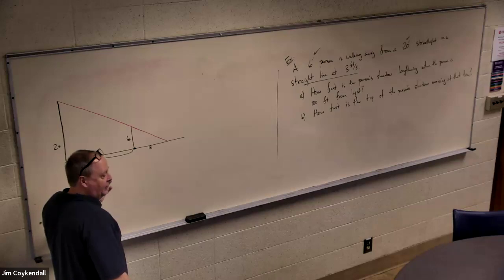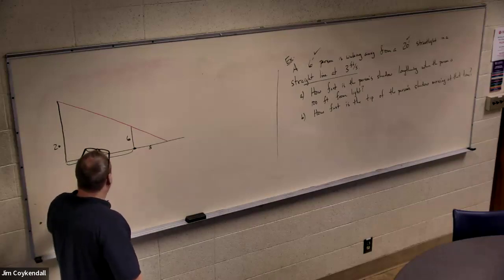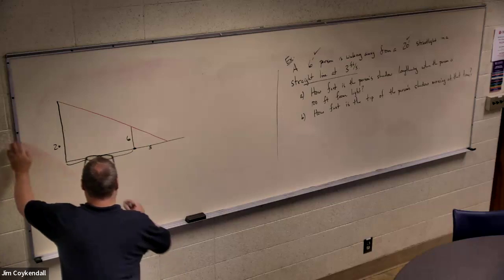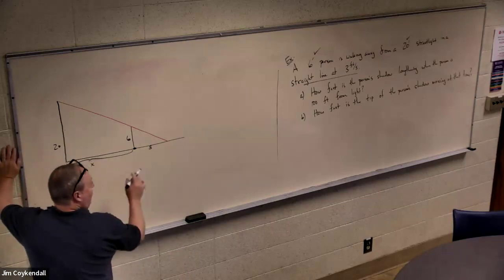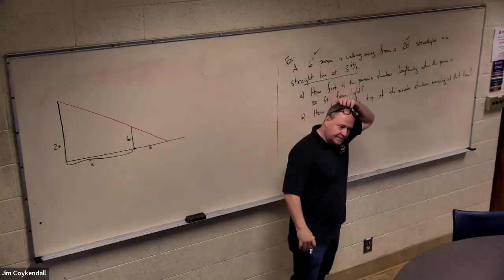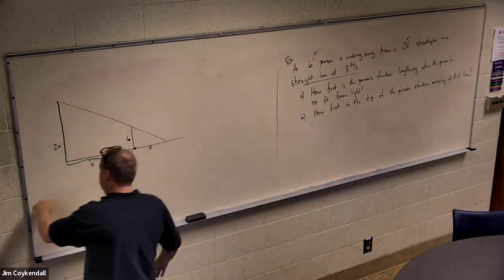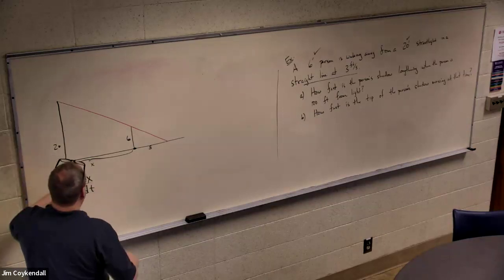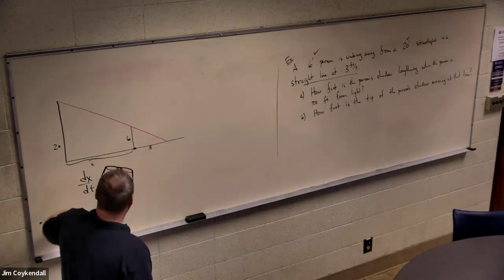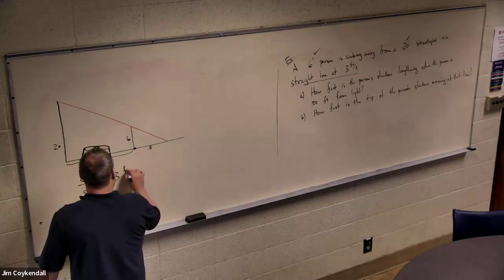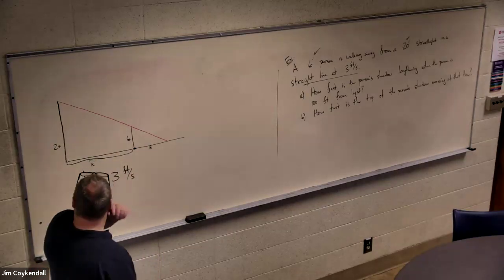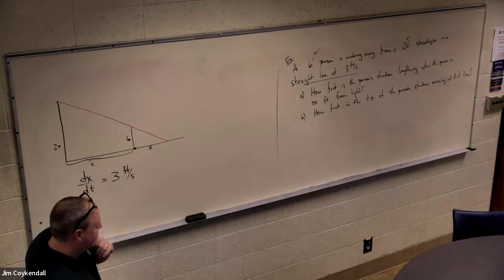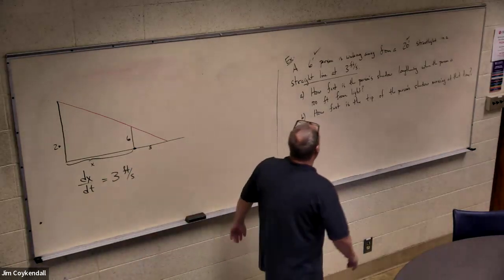What is the primary thing changing? X. The person walking is changing X, right? And as a secondary thing, it probably changes S too, but primarily X is changing. So how would we interpret this 3 feet per second? The change of X, how much I'm making X grow per unit time, that is 3 feet per second. I'm making X grow 3 feet every second. Now, that's all the information given.